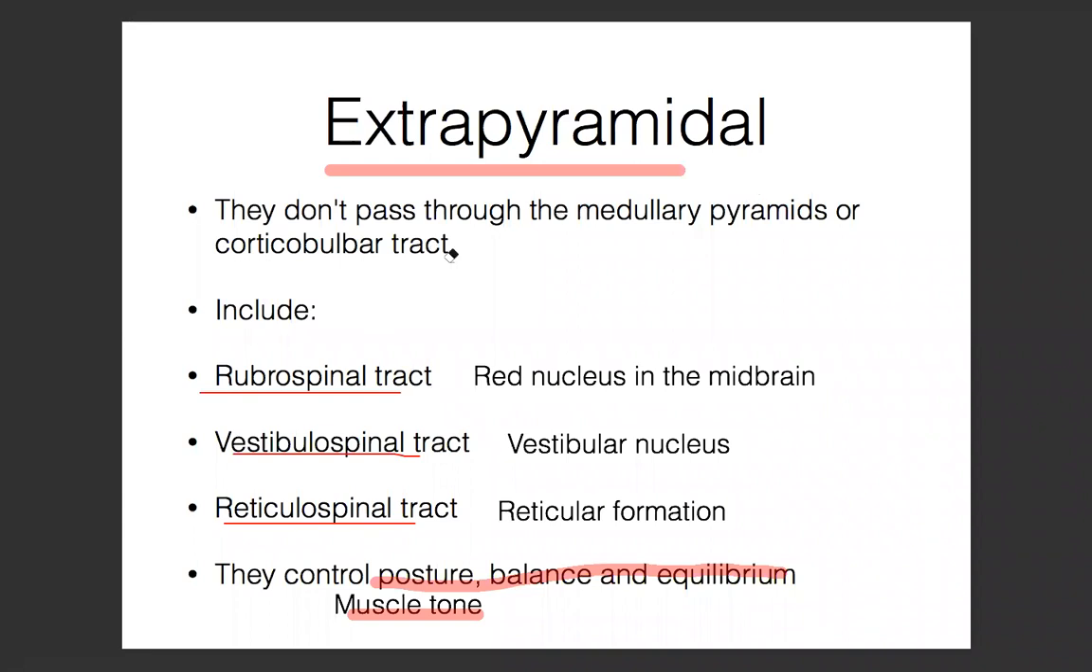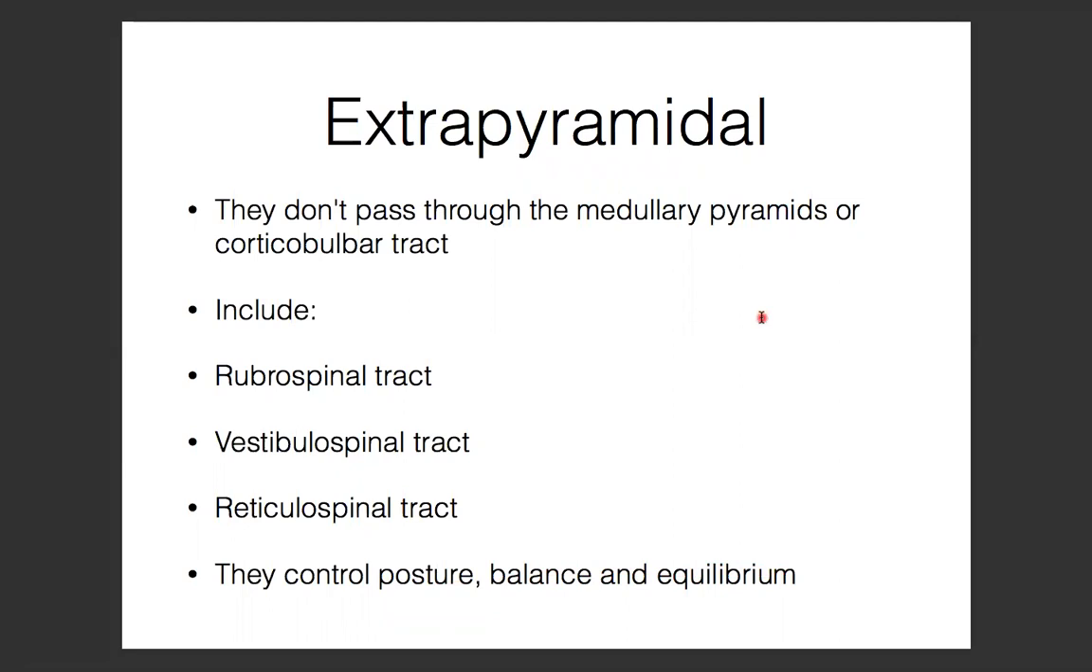They don't pass through the medullary pyramids or the corticobulbar tract; they are the rubrospinal, vestibulospinal, and reticulospinal tracts, with different nuclei: the vestibular nucleus and the reticular formation. Their main function, probably the most important part of this slide, is that they control your posture, your balance, your equilibrium, and your muscle tone. Is it clear, guys? Okay, great. Let's move to the next.